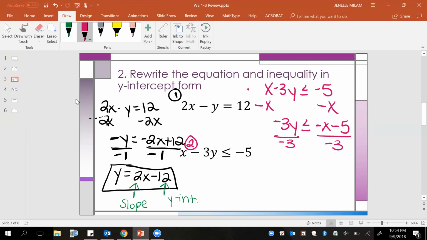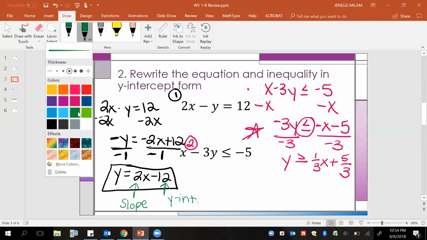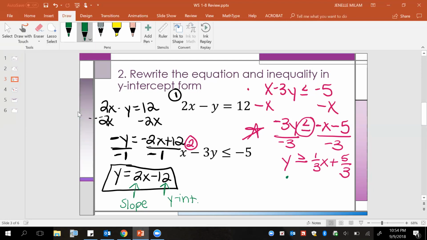Divide by negative 3. This is where you ask yourself, did I divide by a negative? Yes, I did. So I'm going to flip this sign. So instead of less than, it's going to be y greater than or equal to, and then this becomes a positive 1/3 x plus 5/3. On the inequalities, when we're graphing this, this would be greater than, so we're going to shade above. And this is an or equal to, so we are going to have a solid line. Make sure you know your inequality symbols.